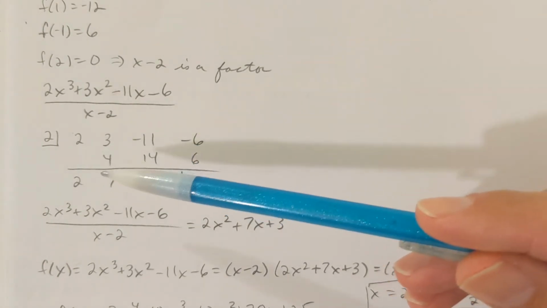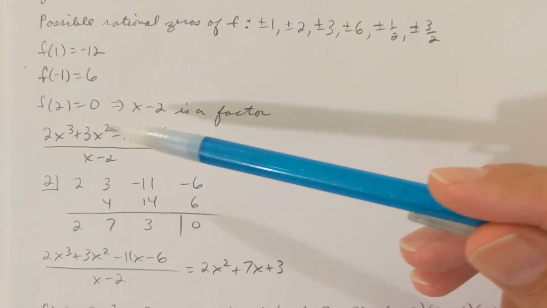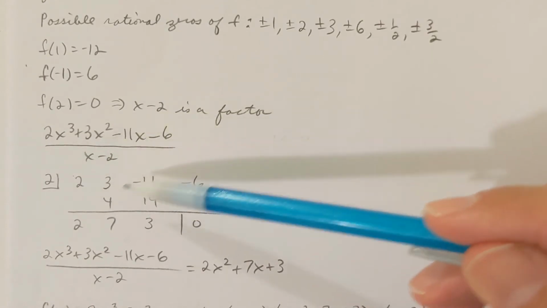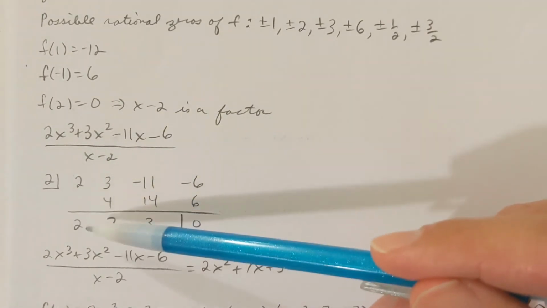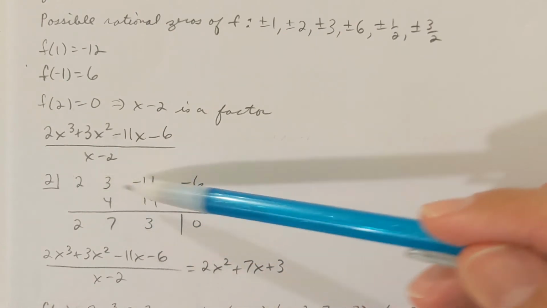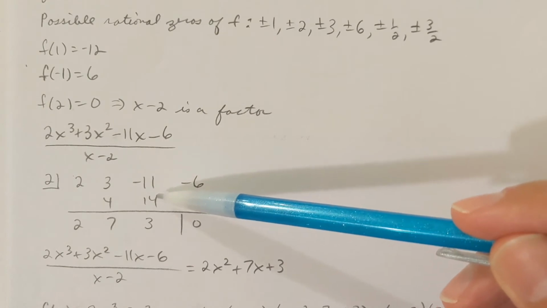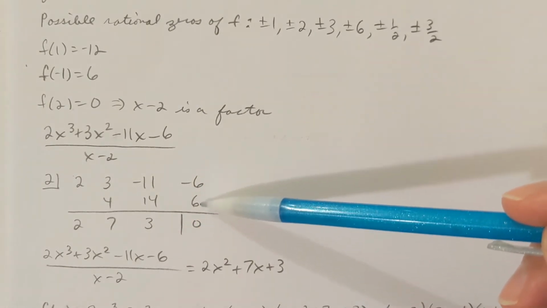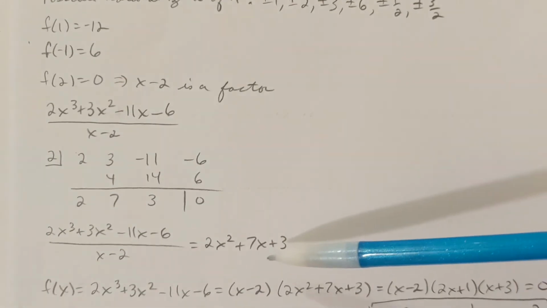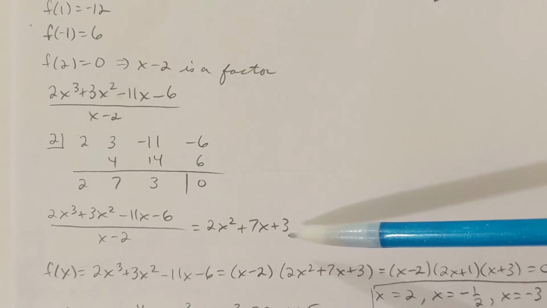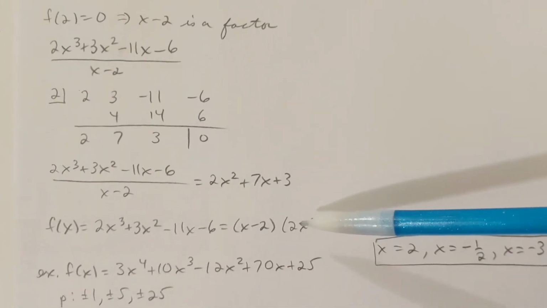2 goes down, and I just pull all the constants in front of the terms: 2 and 3 and negative 11 and negative 6. So 2 comes down, 2 times 2 is 4, 3 plus 4 is 7, 7 times 2 is 14, minus 11 is 3, 3 times 2 is 6, negative 6 plus 6 is 0. Okay, so I get 2x squared plus 7x plus 3.